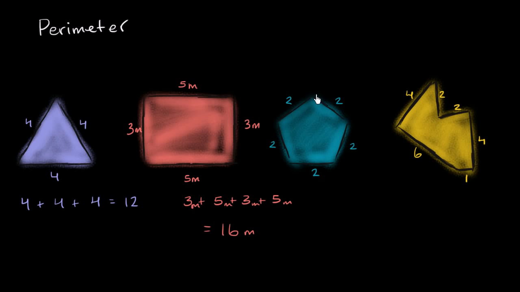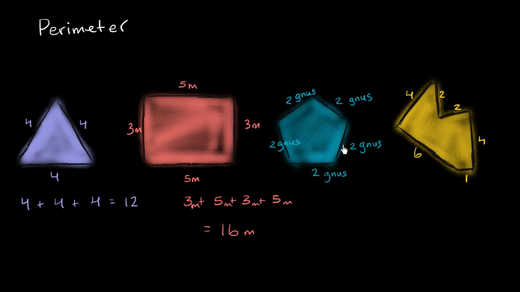Let's say that each of these sides are 2, and I'll make up a unit here. Let's say they're 2 GNUs. That's a new unit of distance that I have just invented. 2 GNUs, 2 GNUs. So what is the perimeter of this pentagon in GNUs?